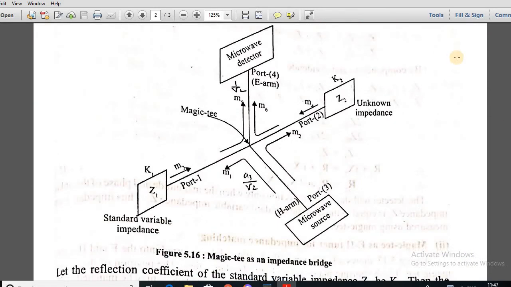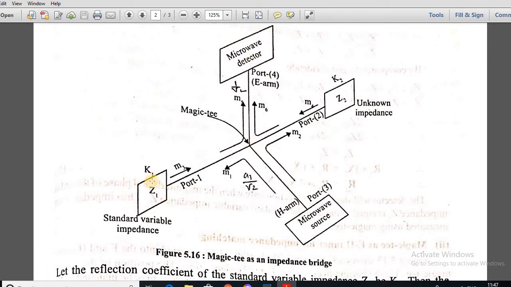Okay, this is the diagram of a Magic Tea as an impedance bridge. You can look at the four arms. We know that Magic Tea is a four-port device with four arms. Port 1 and port 2 are called the collinear ports. Port 3 is the H arm where we have connected a microwave source, and port 4 is the E arm where a microwave detector is connected.